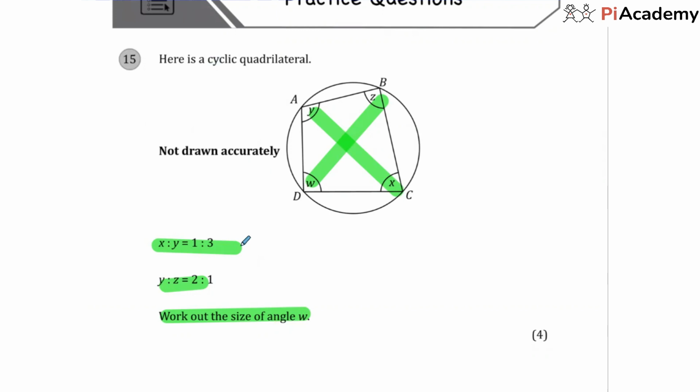What is your answer for W? My answer for W is... well, I wasn't sure about W. I got... Hold on.